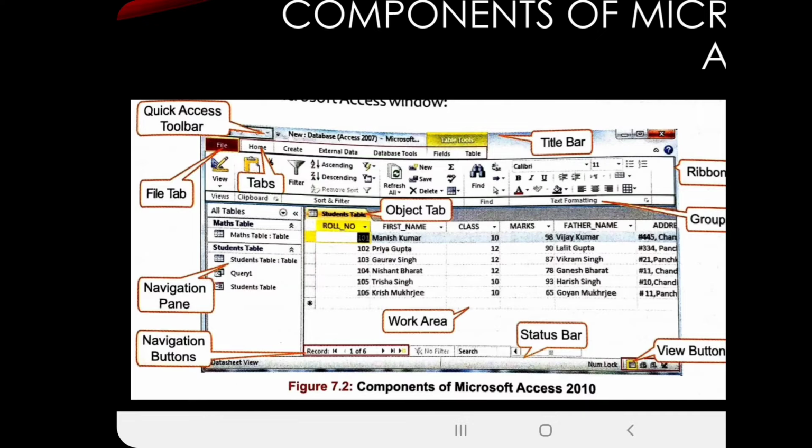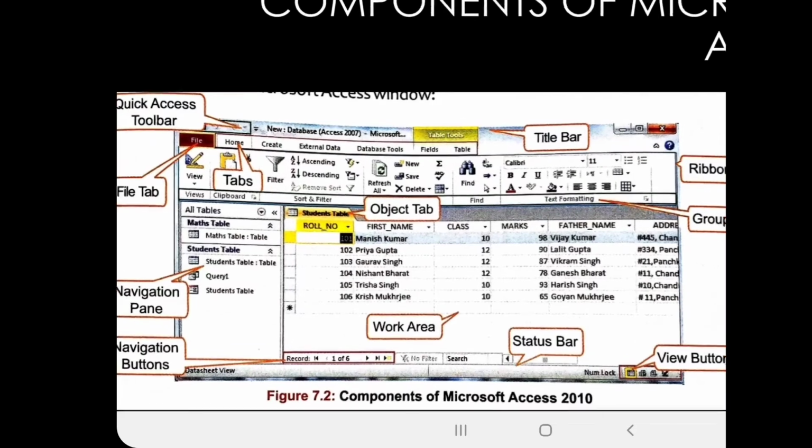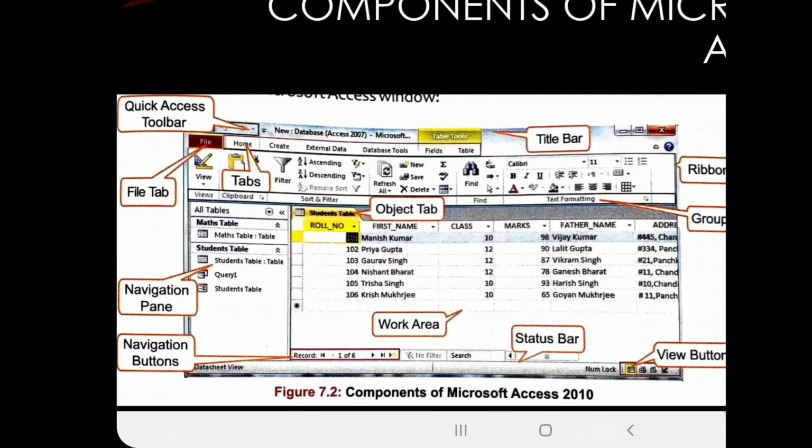and it contains the most frequently used command buttons. Suppose you are using a command very frequently, that command will be stored in this place. For example, I always use the save button, edit button, undo and redo buttons, and they will be kept there. Next, you can see the title bar, which is very common. It is located at the top and displays the name of the active database. Whatever name you keep for this database will appear on the title bar.